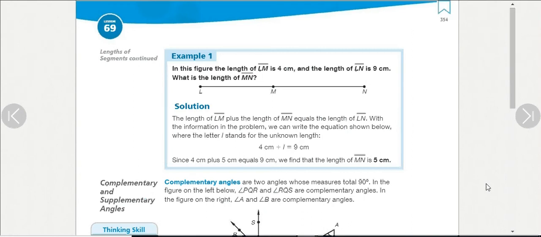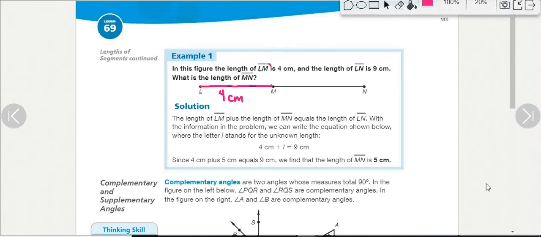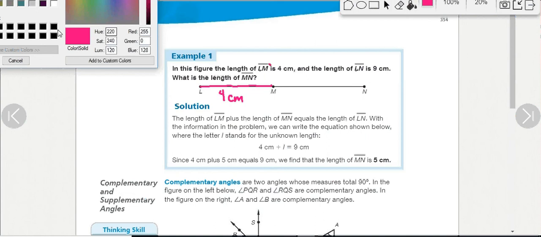Notice how I said that all orally. LM goes from here to here, right? That's this one. How long is it? 4 centimeters. Meanwhile, why don't we switch colors to really get this across?